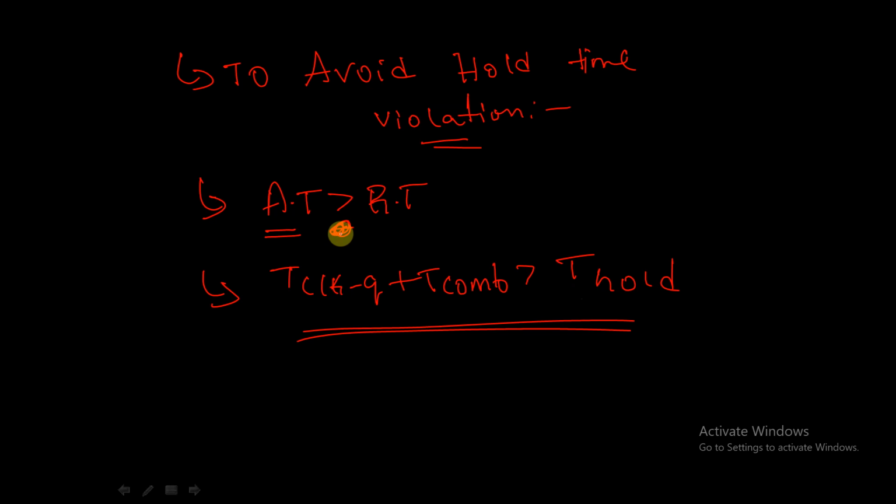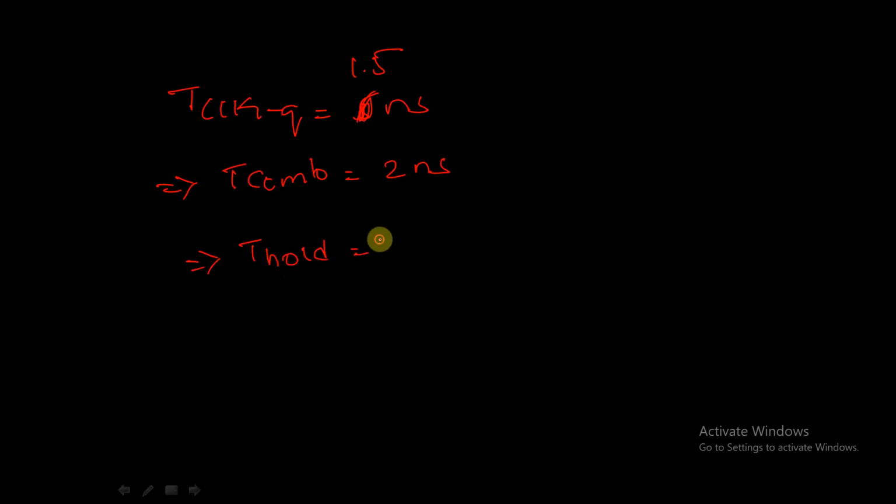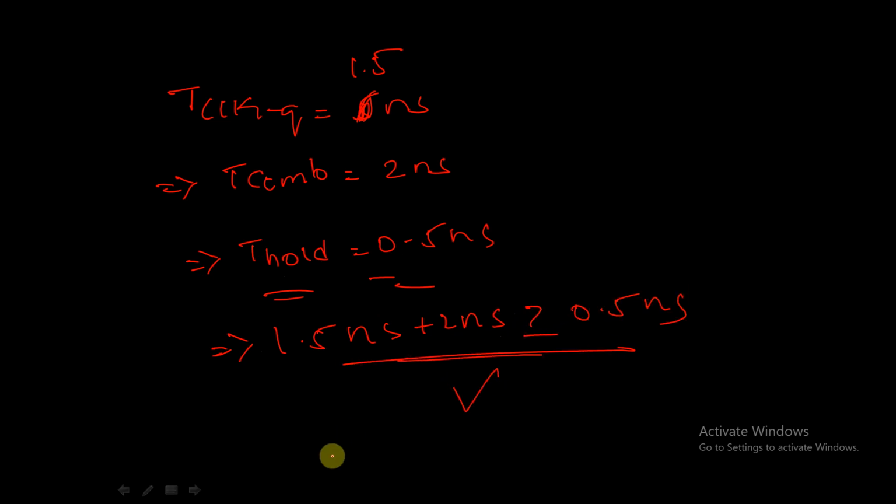Let us substitute some random values in place of t clock to q and t combinational, and check. Let's say t clock to q is 1.5 nanoseconds, t combinational is 2 nanoseconds, and t hold is 0.5 nanoseconds. If we substitute the values, 1.5 nanoseconds plus 2 nanoseconds should be greater than or equal to 0.5 nanoseconds. This is valid, so there is no hold time violation.